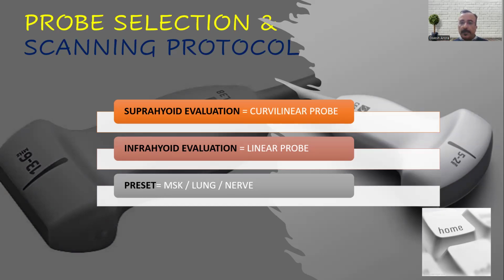And what about the preset? Every ultrasound machine will give you a certain preset, and the best preset will vary between the musculoskeletal or the lung or at times nerve. Depending on the machine you have, at times you may not have the lung modality, then you can choose either between the MSK or the nerve. If lung is available, prefer that over the other two.